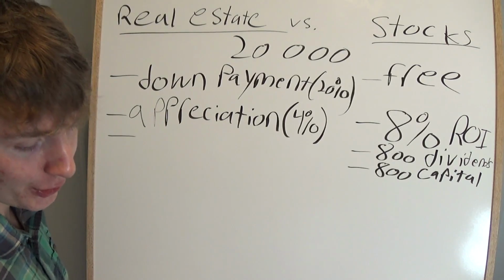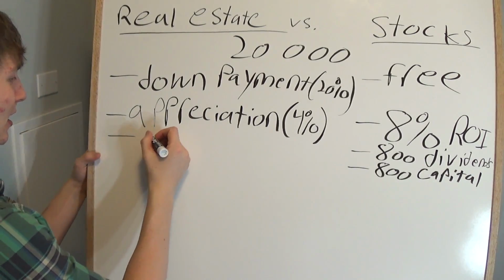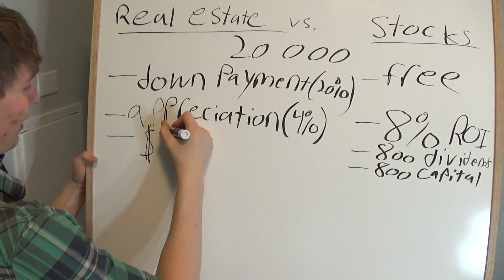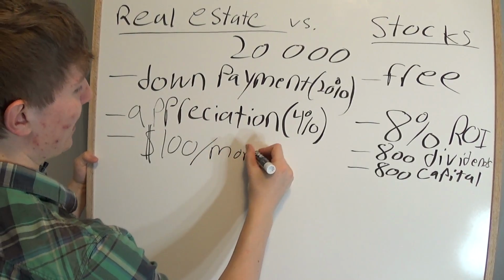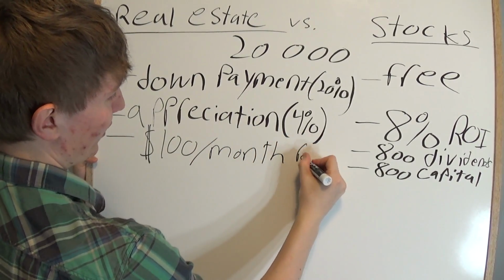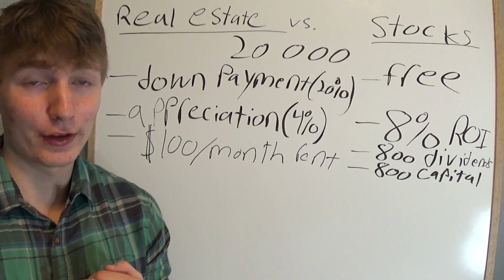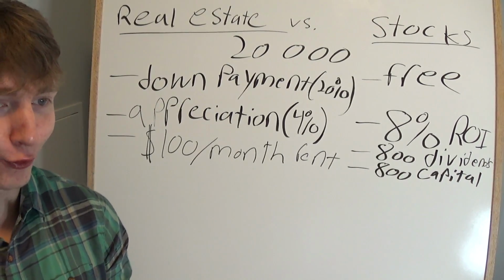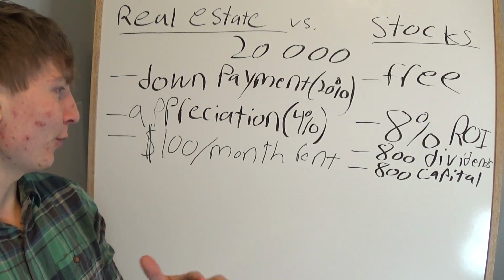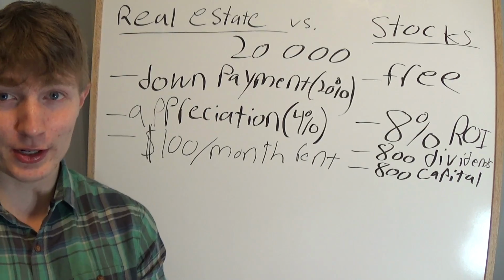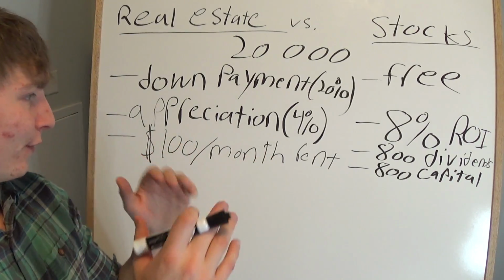So 4% appreciation. Let's just say you rent out the place and you net, we'll just lowball it, $100 a month after all expenses from rent. This is very, very conservative. If you have a duplex, a triplex, a fourplex, a nice apartment, what I usually see is around $200 to $400 a month net. So this is just a general, very conservative estimate.